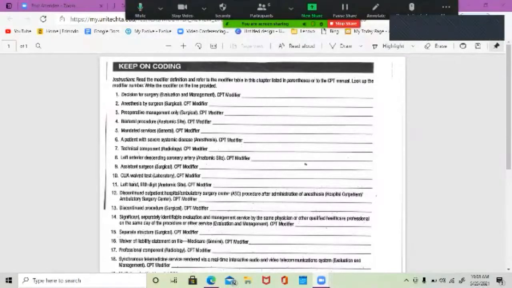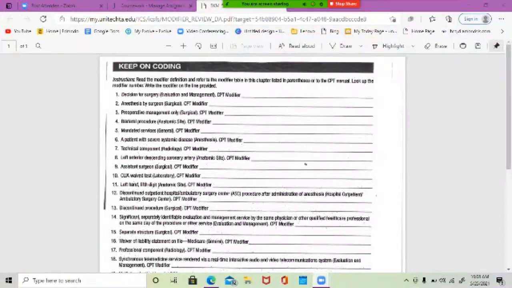All right, Sonia, you're next. Technical component. It's letters. Hang on just a minute, guys. Oh, okay. Well, you're welcome to stay in here. So technical component, let me see. You know what? That's a Hicks-Picks modifier, so I'm going to tell you that one. But it's really easy. It's TC. So 7 is TC.